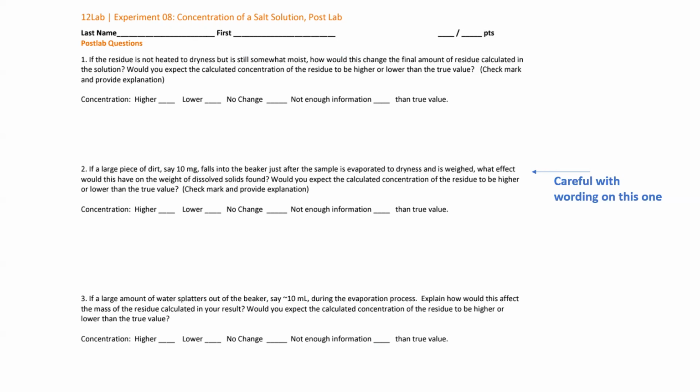So I read that as the dirt does not fall into the beaker until after the solution is evaporated to dryness and after it is weighed. If something falls into your beaker after you've already weighed the beaker, does that change the mass? So you can think about that. That's the way I'm reading that question, and I made sure that the answer matches my expectation in Canvas.